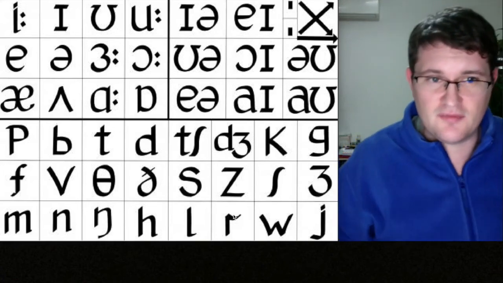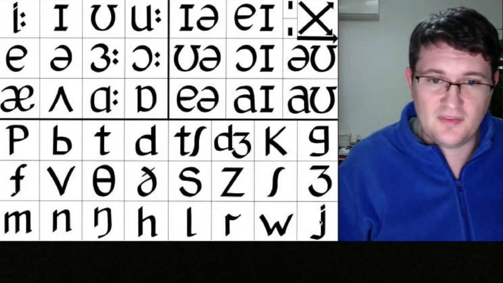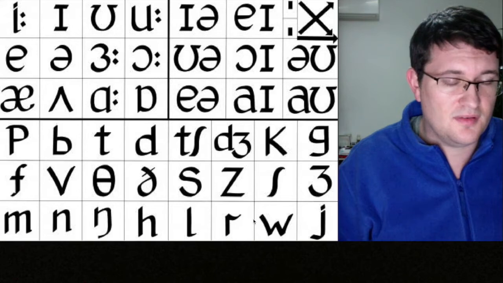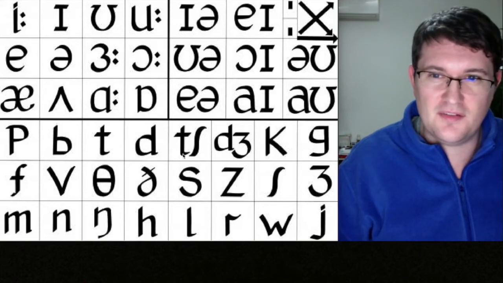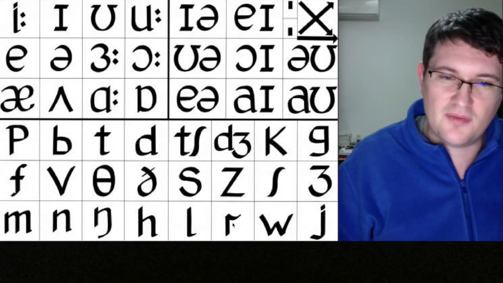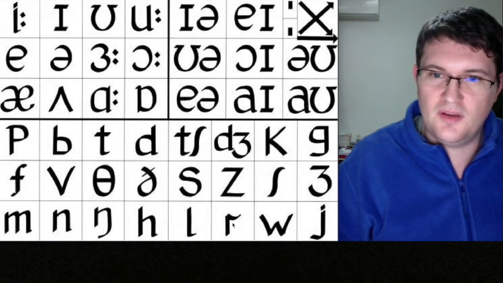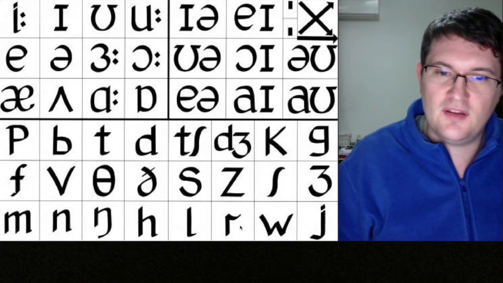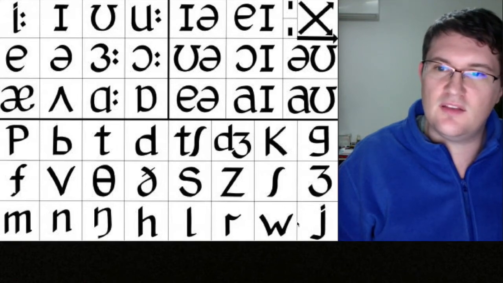And then here we have r. What are these called? Approximants. That means that vowels have unrestricted airflow. These are like vowels, but you do restrict the air a little bit. So they're not quite consonants where you completely obstruct the flow of air. These three: r, w, y. These also like to jump in between words in connected speech.